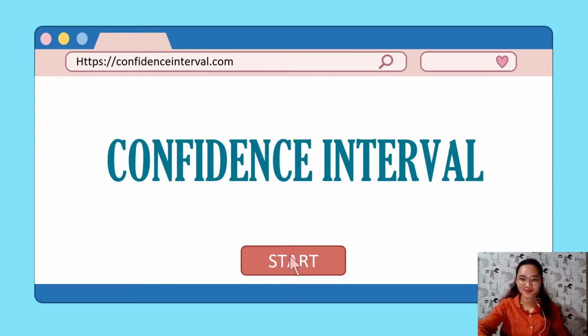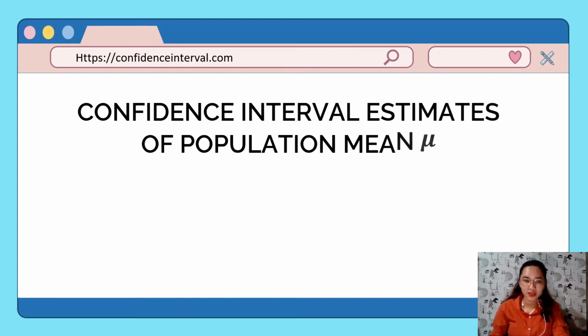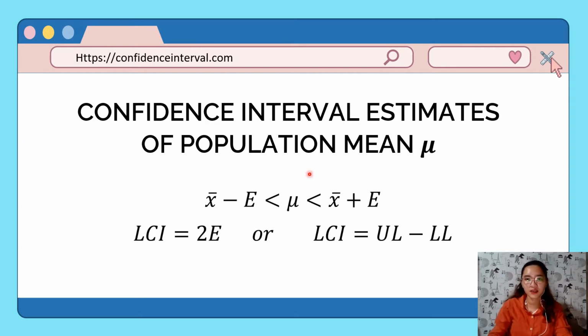Let's start! Okay, so first, let's review muna ang ating formula to get the confidence interval estimate of our population mean. Ayan. So, yung formula po natin ay ito po. The estimate is between our sample mean plus the margin of error and sample mean minus the margin of error. And to get naman ang length ng ating confidence interval, just get the twice of your margin of error. O di kaya is get the difference of our upper limit and the lower limit.